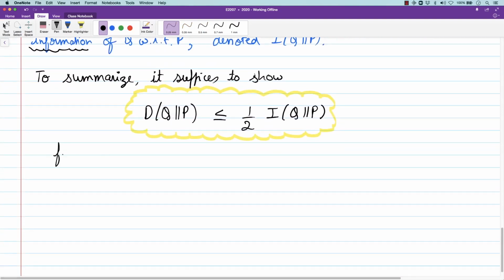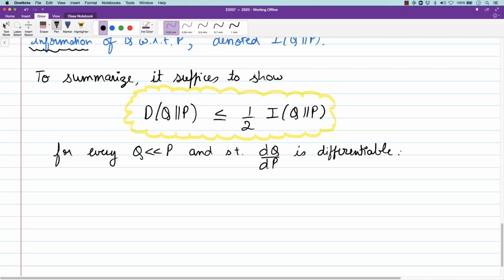And we need to show this for every q that has a density with respect to p, that is, absolutely continuous with respect to p, and such that its density is differentiable. Any such q that has a continuously differentiable entropy with respect to p, if we show that it satisfies D(q||p) less than or equal to half I(q||p), and here p is the Gaussian measure, then we'll have the Gaussian log-Sobolev inequality. Just to insist that p is the Gaussian measure, I'll put P_G, the standard Gaussian measure.